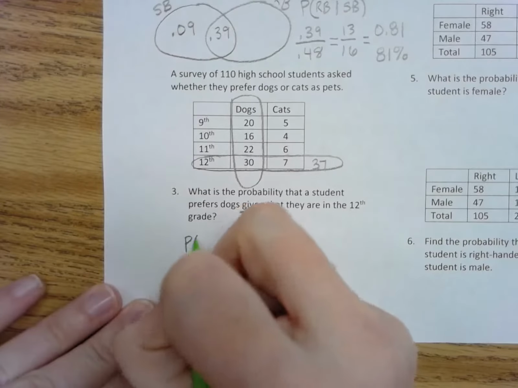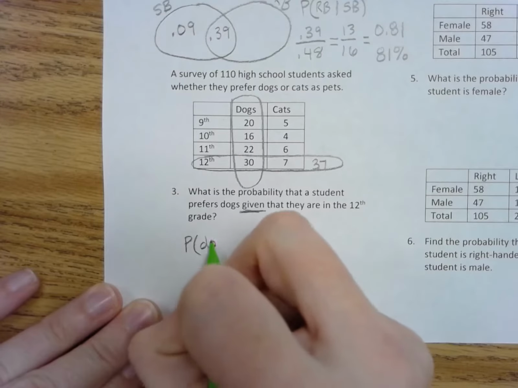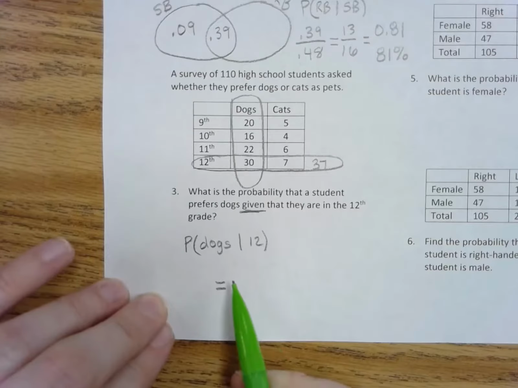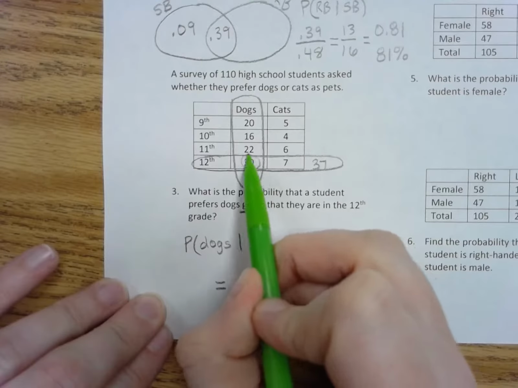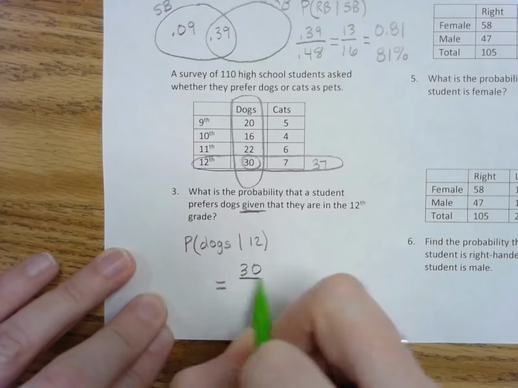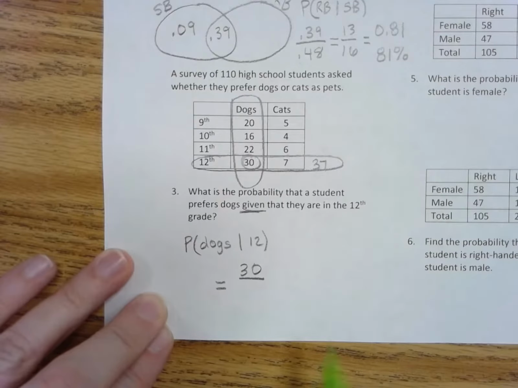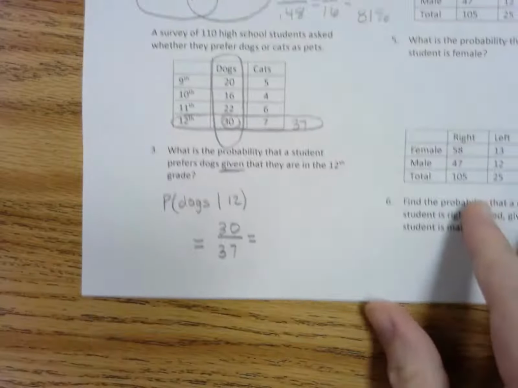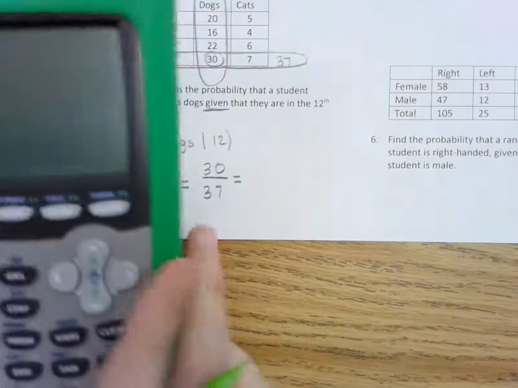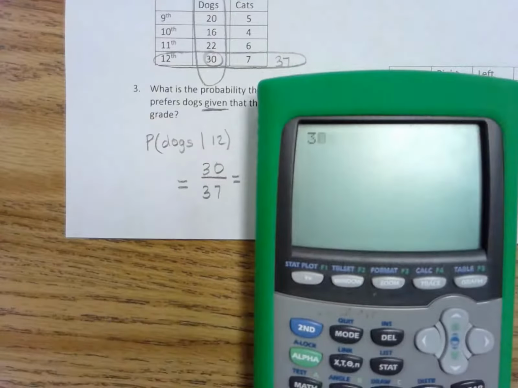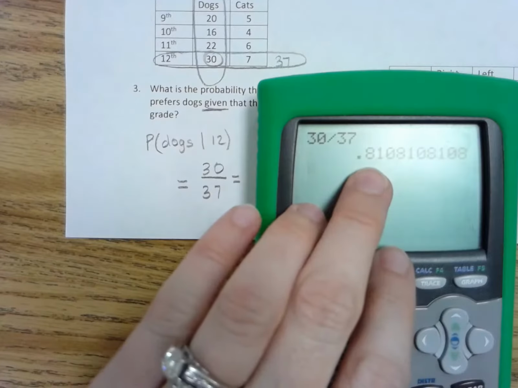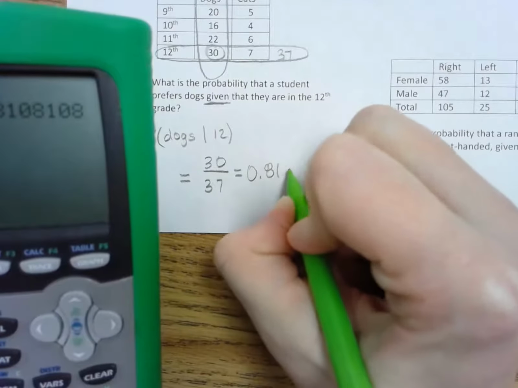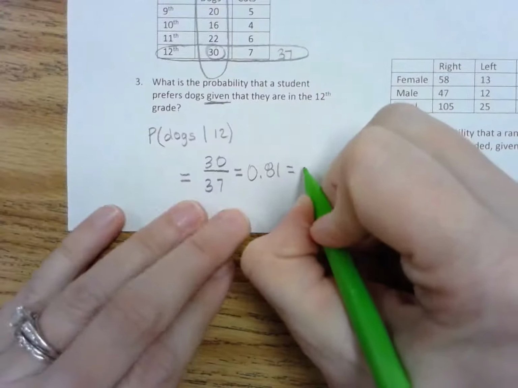We're going to find the probability that they prefer dogs given that they're in the 12th grade. Well, the amount of people that prefer dogs and are in the 12th grade are 30. That's the intersection. And we're going to divide that by our given, so that 37. This fraction will not reduce, so we'll just go ahead and do our decimal. So 30 divided by 37, rounded to the nearest hundredths, is 0.81. So that makes it about 81%.